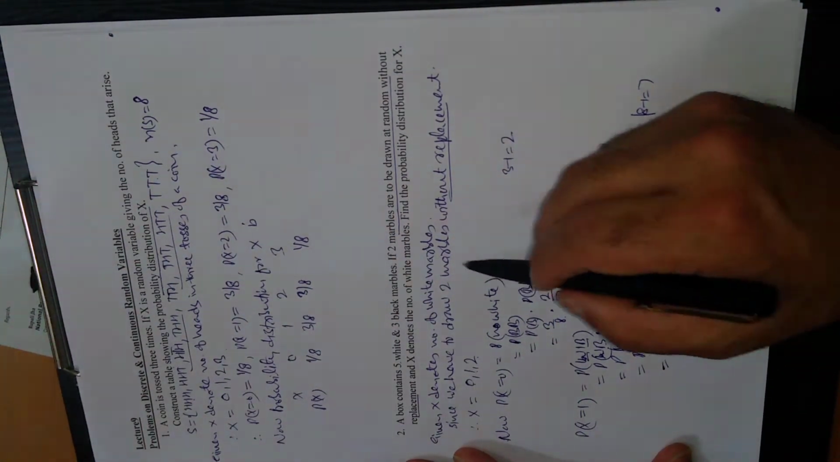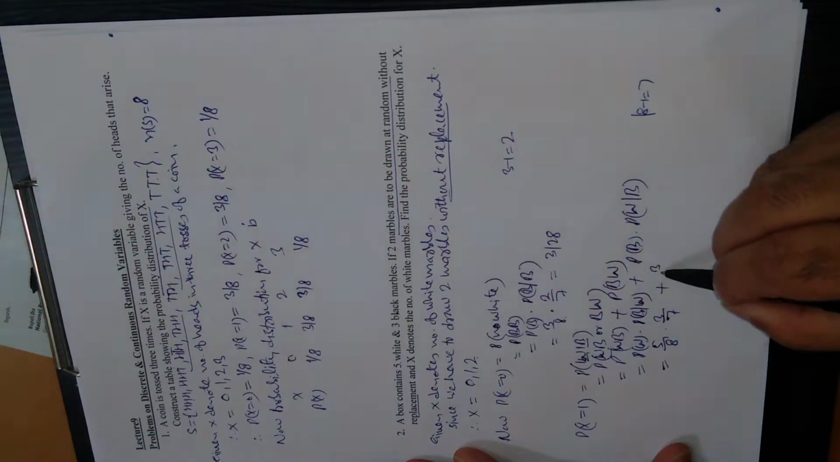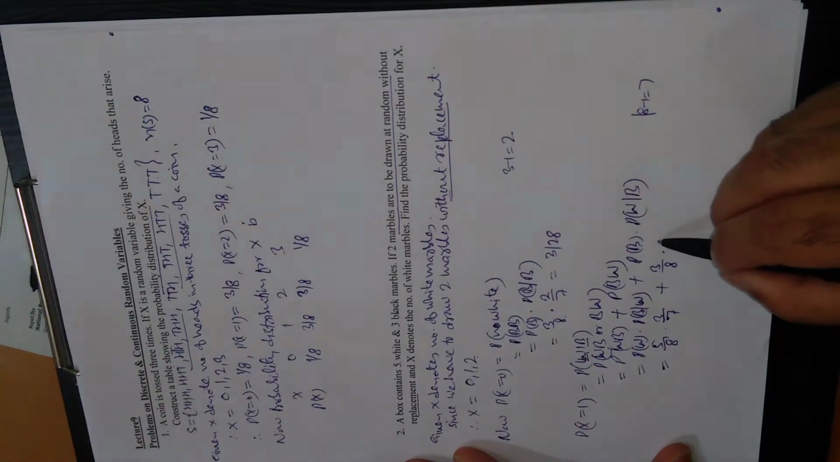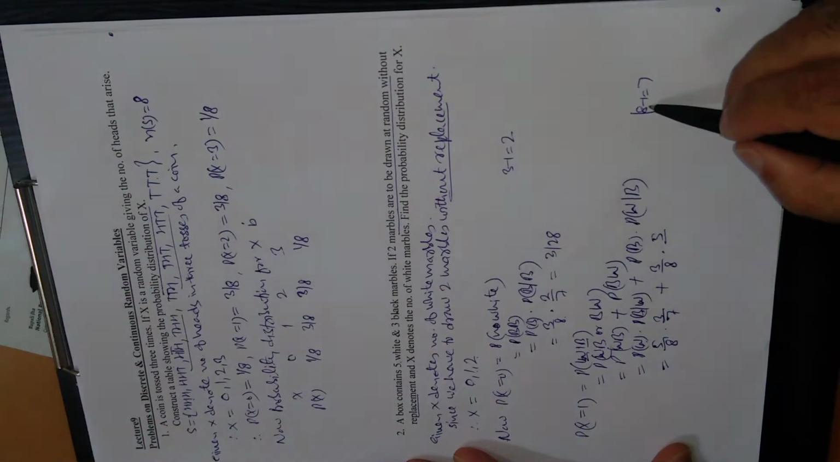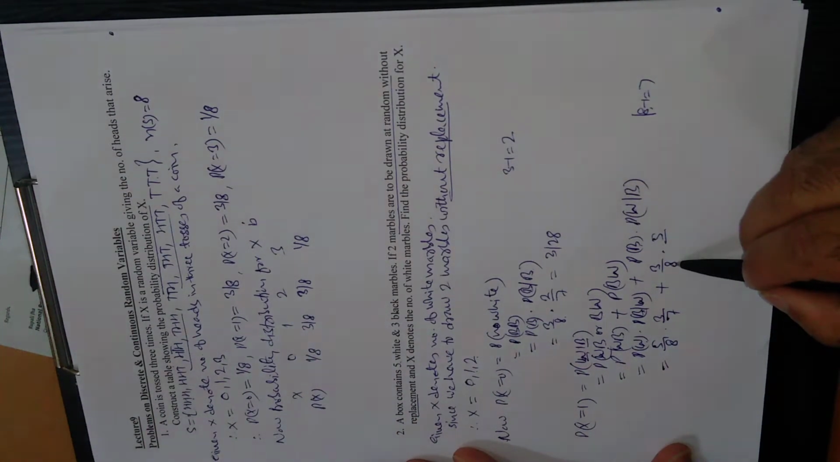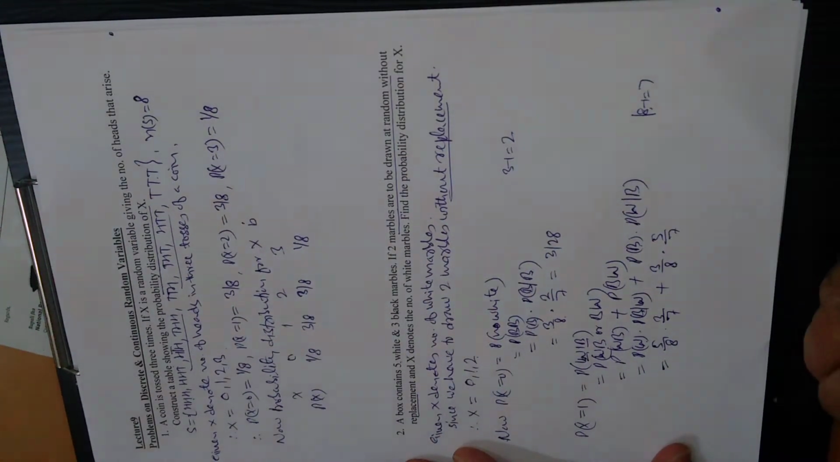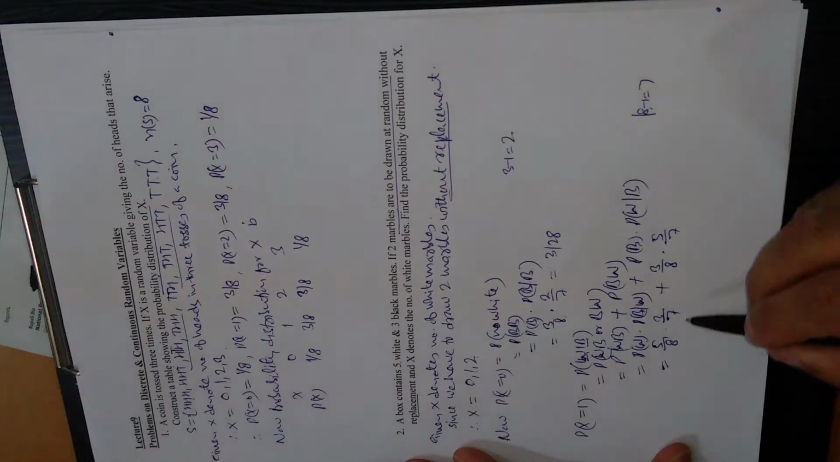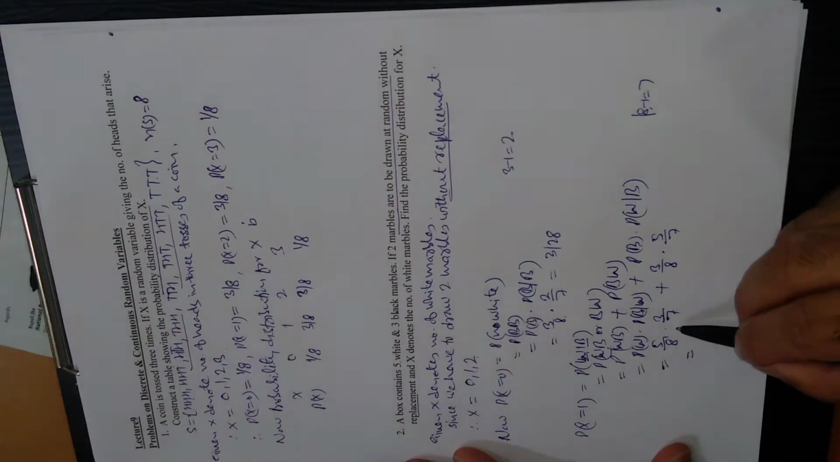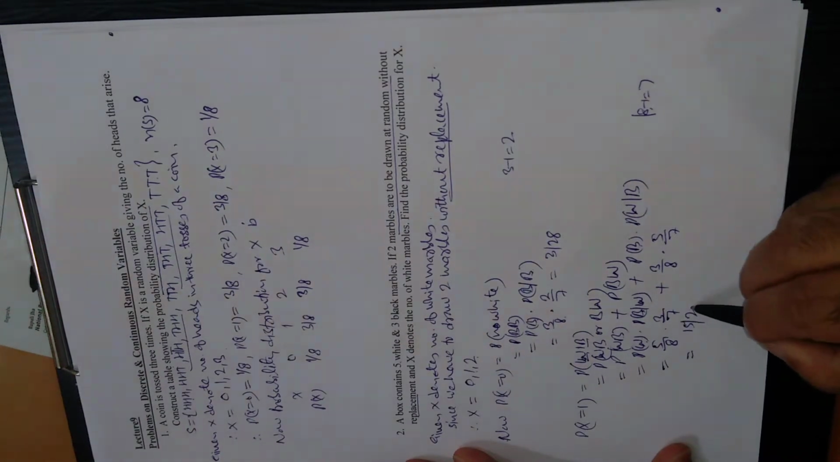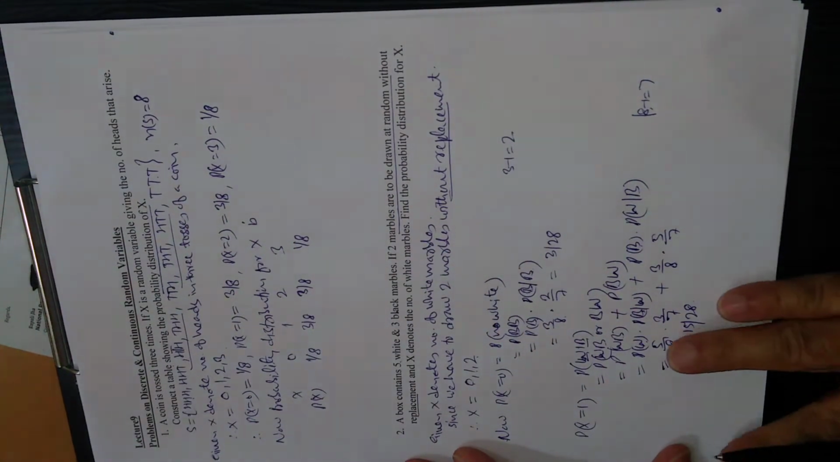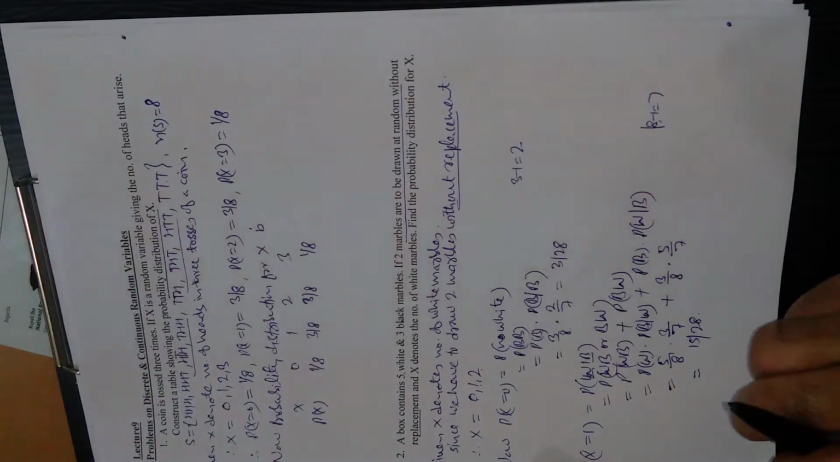Similarly, probability of black is 3, favorable 3, total 8. Now probability of white: favorable outcomes are 5, but the total decreases by one marble because there is no replacement. So this will be 5 upon 7, and on simplification this will come out to be 15 upon 28. This is the second. Now the third.